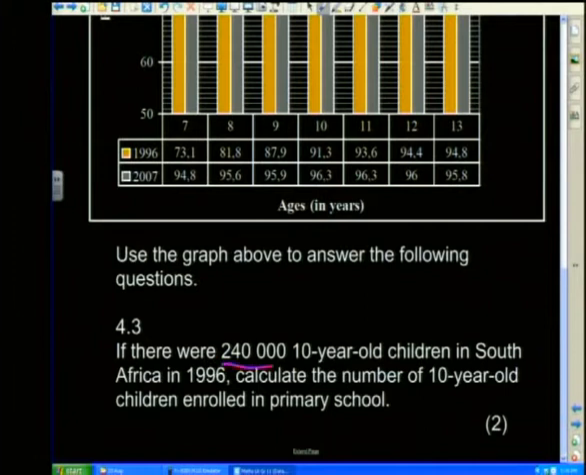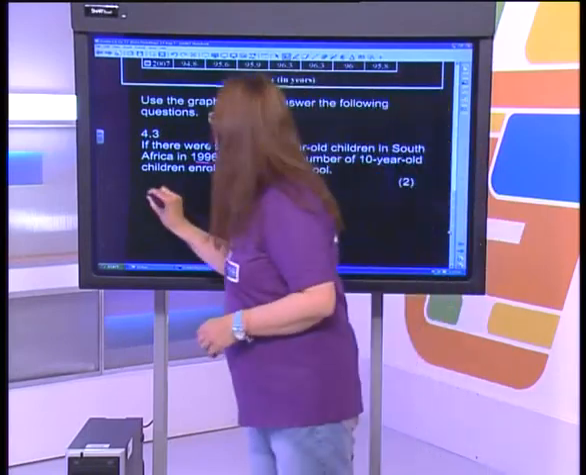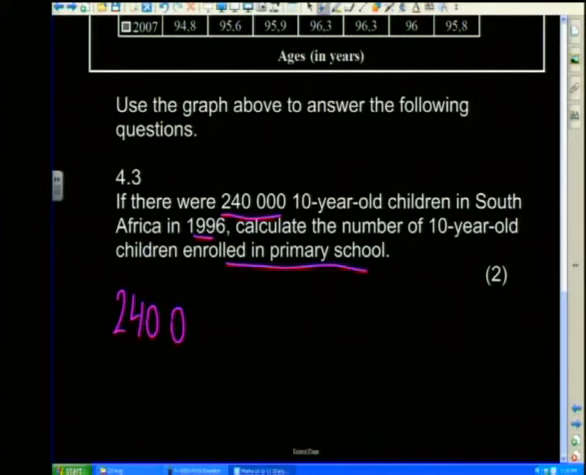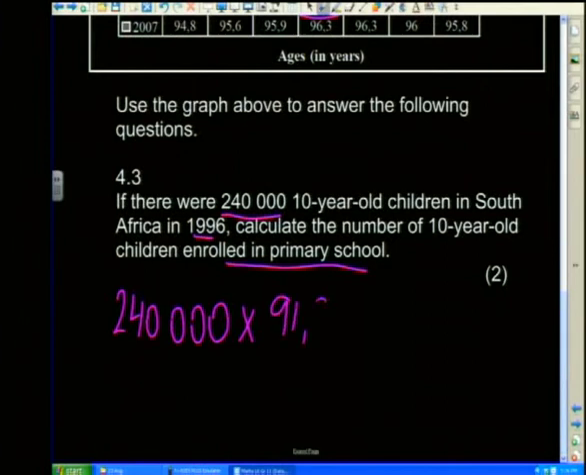If there were 240,000 10-year-old children in South Africa in 1996, calculate the number of 10-year-old children enrolled in primary school. So we want the number of children. So there were 240,000 10-year-olds. And we want to know how many of them were enrolled in 96. So we need the value in 96 of 10-year-olds, and that was 91.3%. So we're going to multiply this answer by 91.3%. So get our calculator out.